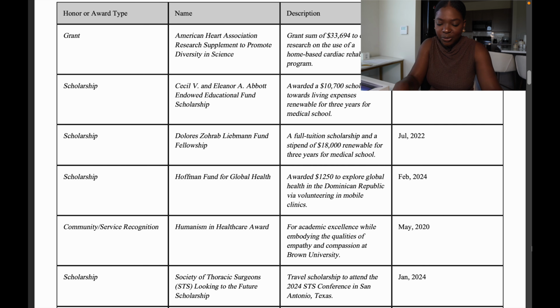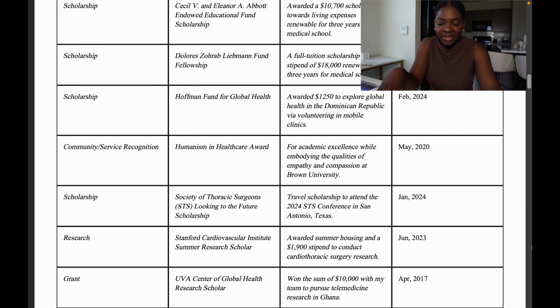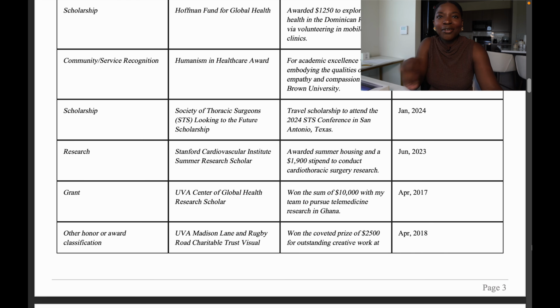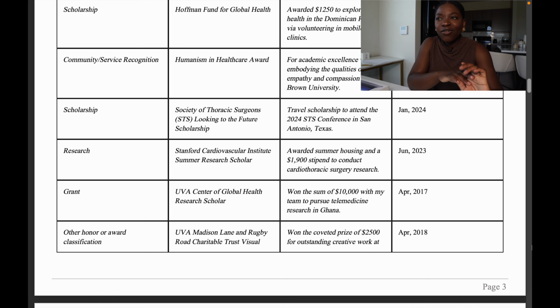The next scholarship I have here is the Hoffman Fund for Global Health, and this is also an internal award awarded by our medical school. It gives you $1,250 to explore global health, and for my year we went to the Dominican Republic and we volunteered with mobile clinics. The next one I have here is the Humanism in Healthcare Award, and this was an award I got from Brown after my year doing my master's education. And the description is for academic excellence while embodying the qualities of empathy and compassion at Brown University.